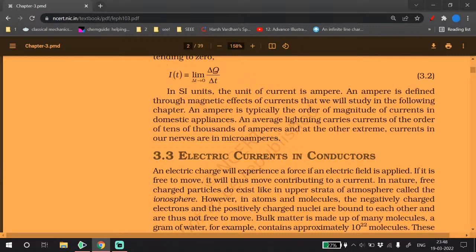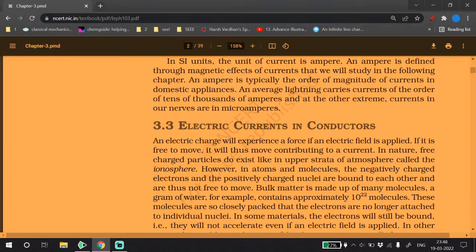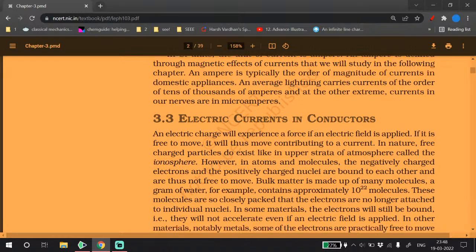So this is a good point. Lightning carries thousands, tens of thousands of amperes, while in our nerve cells that electrical conduction is microamperes.